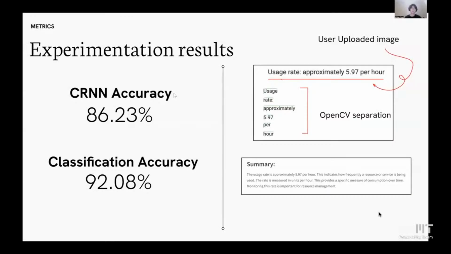This is our experimentation results. As we stated before, the CRNN had an accuracy of 86%, while the classification model had an accuracy of 92%. We chose the CRNN, again, because the classification model was quite inaccurate when it came to other types of data. One thing to note is that our model was bottlenecked by the usage of OpenCV, which tended to be quite inaccurate when it came to handwriting data, although it was quite good at printed data, as we can see here.